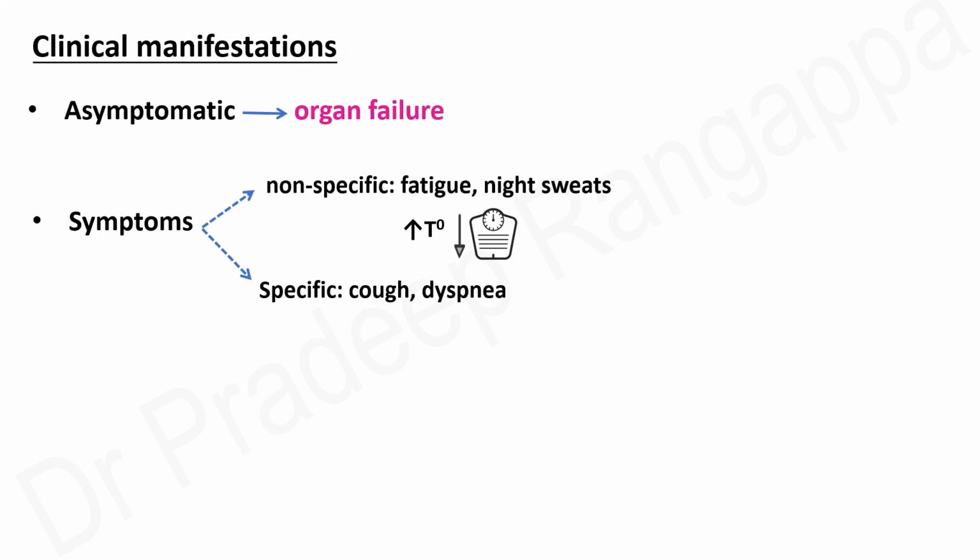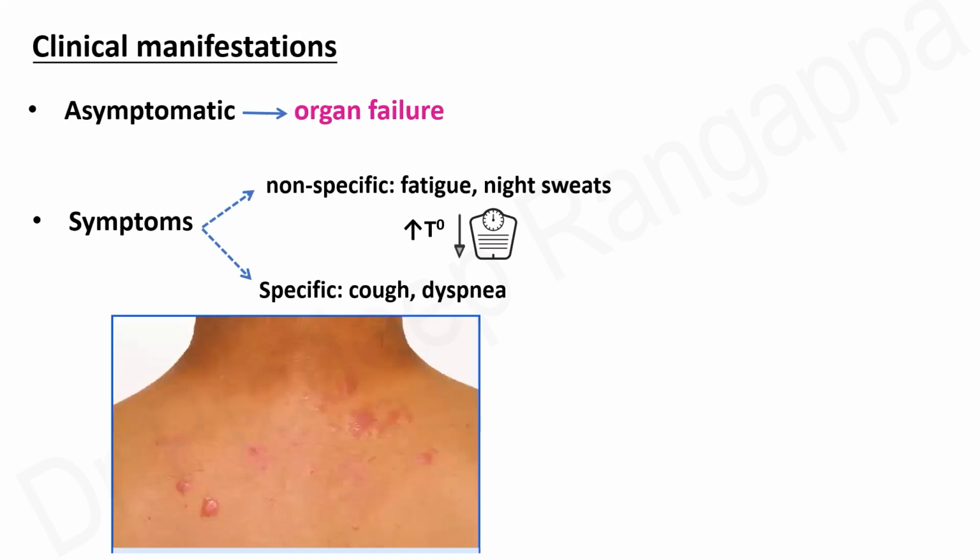So cough and dyspnea pertain to the lung, because as I said, lung is the most commonly involved organ in sarcoid, followed by the eye and skin. So these are the three organs which get predominantly affected. And as I said, the specific symptoms related to lung would be cough and dyspnea. Skin, I will take you through other manifestations.